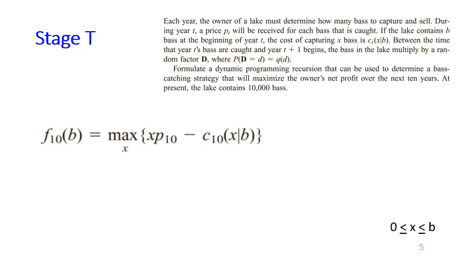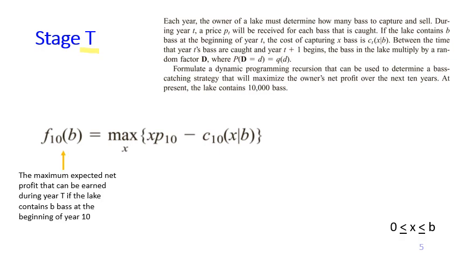Now here's the formulation for the stage T. Big T equals 10 because it is the very last stage of this problem. So F10(B) is the maximum net profit that can be earned during year 10 if the lake contains B bass at the beginning of year 10.